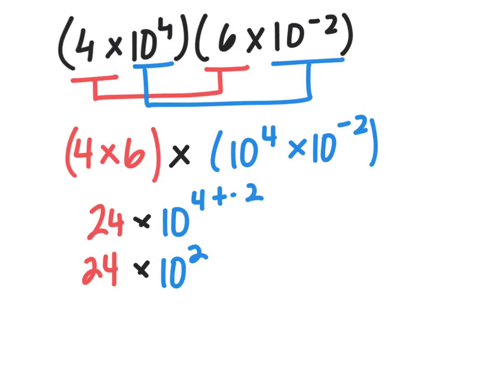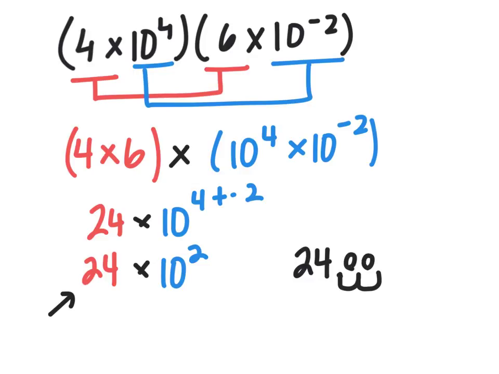However, this number is not in scientific notation. The first number is not between 1 and 10. So let's go ahead and expand this number into standard form so that we can work it back into scientific notation. We have the first number, 24, times 10 to the 2nd power, which means we're taking the decimal after the 24 and multiplying by 100, or moving it twice to the right.